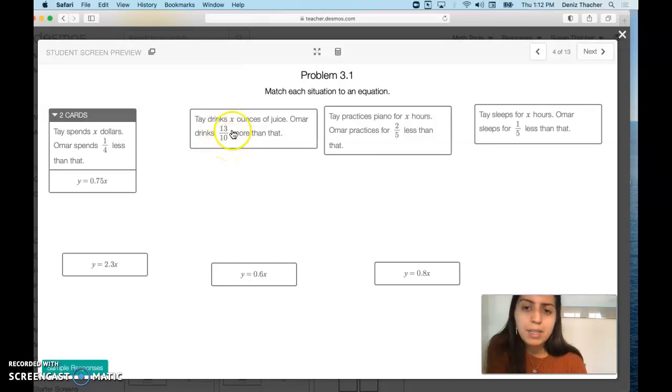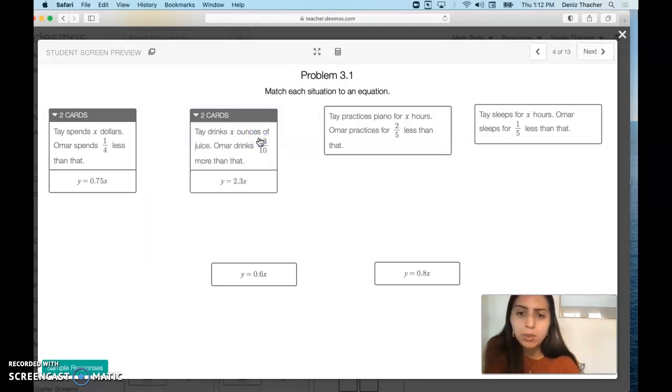We can do that by dividing 13 by 10 and hopefully getting 1.3. I want to add that 1.3 to 100%, and 100% is represented by the number 1. So I can add 1 and 1.3, and that'll give me 2.3. So that means that an equation that would match this situation would be y equals 3.2x.